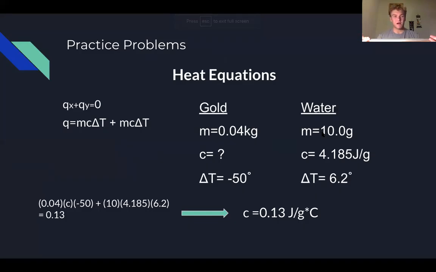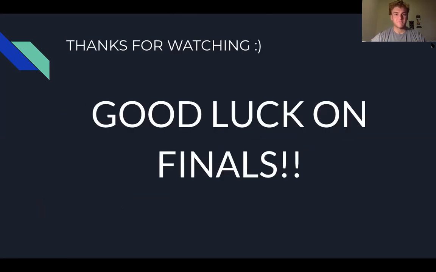So if you did the math right, you should get 0.13 joules per grams times our Celsius. So pretty straightforward. Just recognizing that we're going to be using two equations. So we have Q equals MCΔT plus MCΔT. As long as you recognize that from the bat, everything else should be given to you, and you just have to do the math. So moving on.